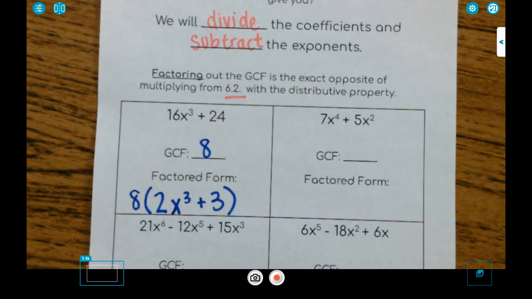We can then always check our problems. I never have people write down checking it. I just tell you to check it in your head. What's 8 times 2? 16. X cubed, what's 8 times 3? 24. So you want to distribute it back in to check. Any questions right now?